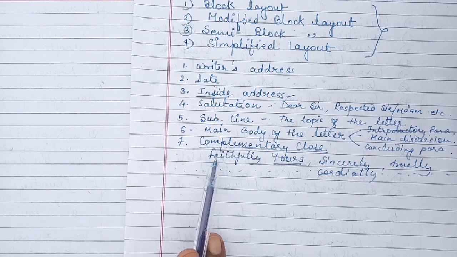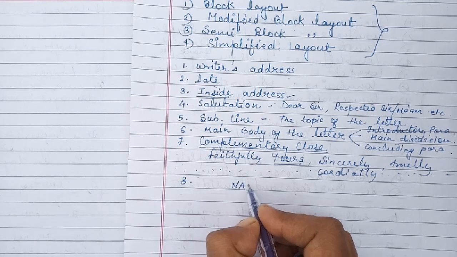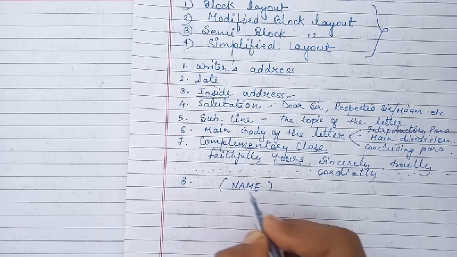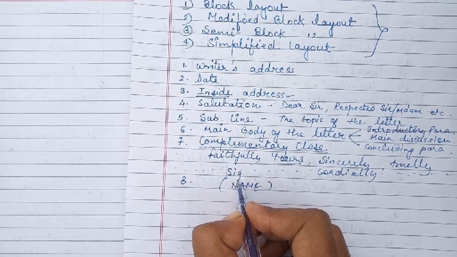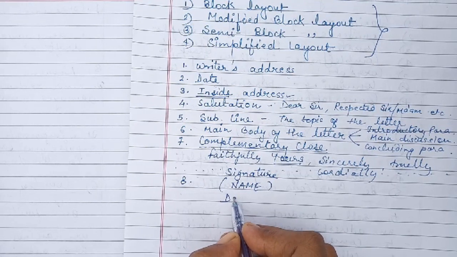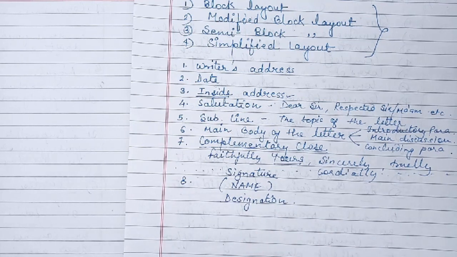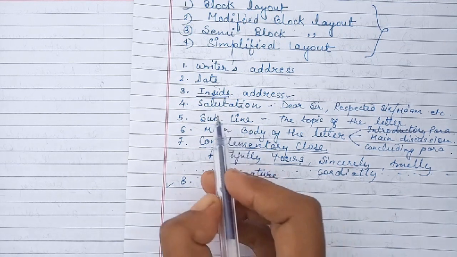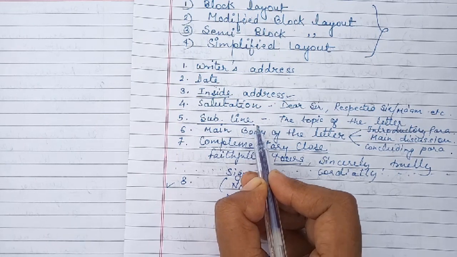And this closing also includes some other very important contents like your name in bracket, and just above your name you give your signature, and below your name you need to give your designation. So this is the compulsory element in a letter, and there are some optional elements also, like a subject line, which is given only if it is needed.